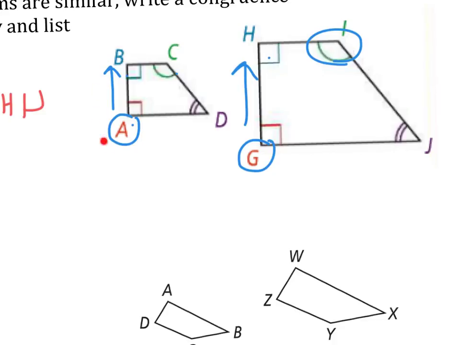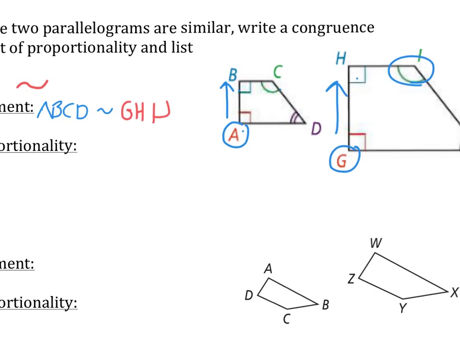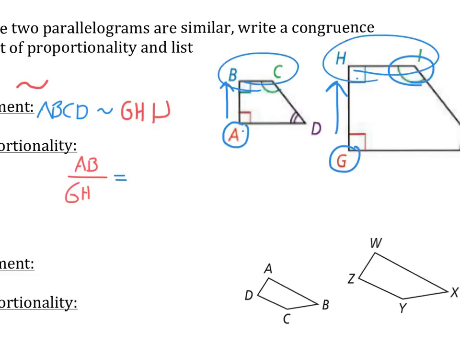But since AB corresponds to GH, I'm going to make a fraction out of that. So for the proportionality statement, I'm going to say this: AB over GH. That right there, by the way, gives me the scale factor from the small compared to the big. Now, that is going to correspond to BC divided by HI, etc. So we can keep going. We have CD over IJ, and lastly, AD over GJ.